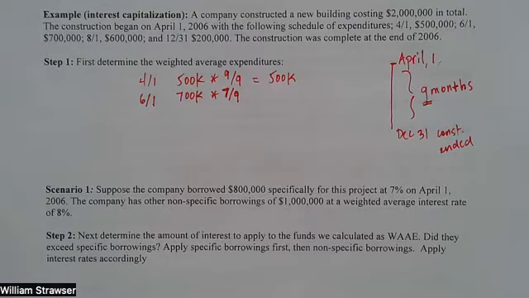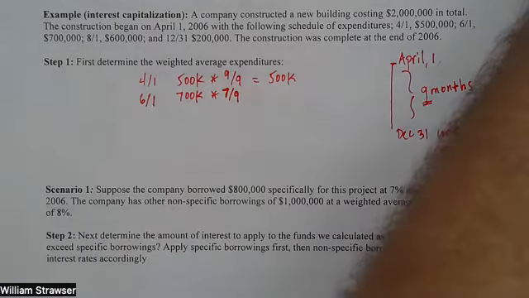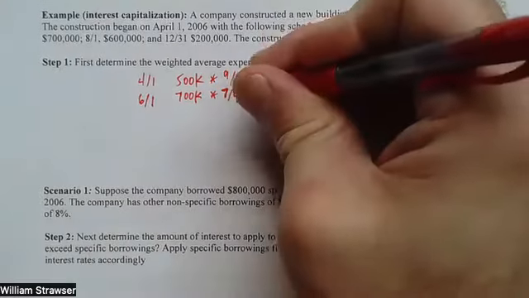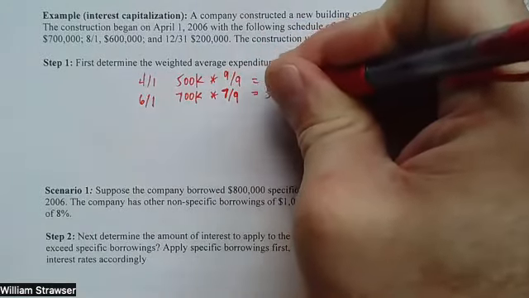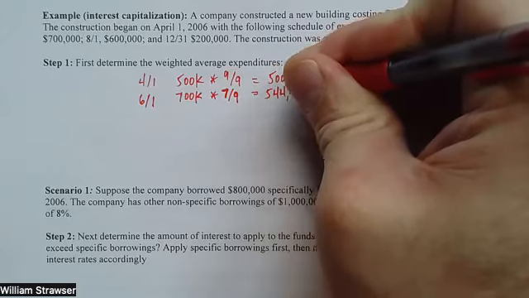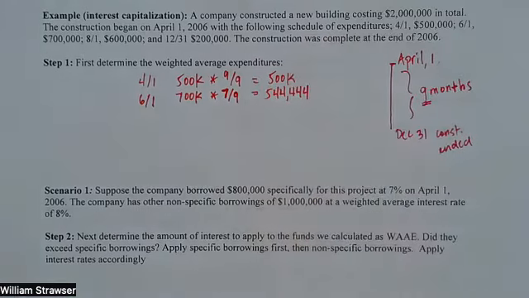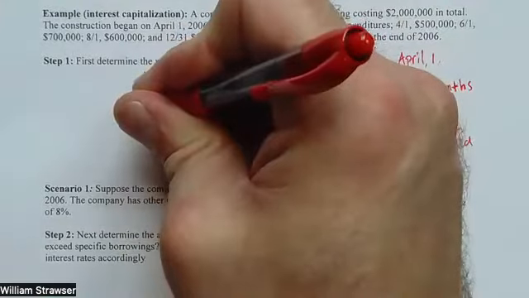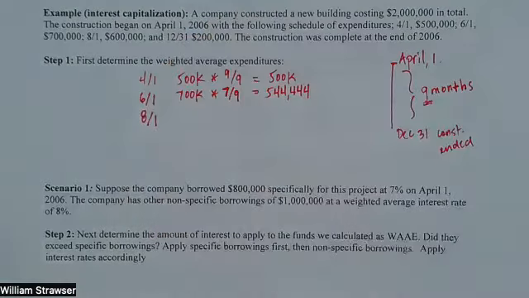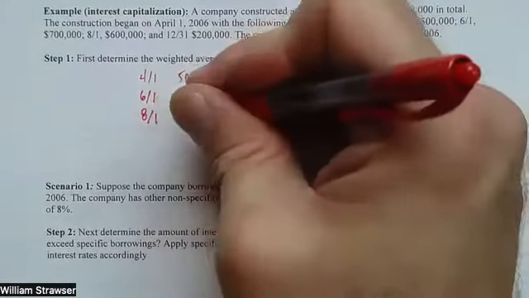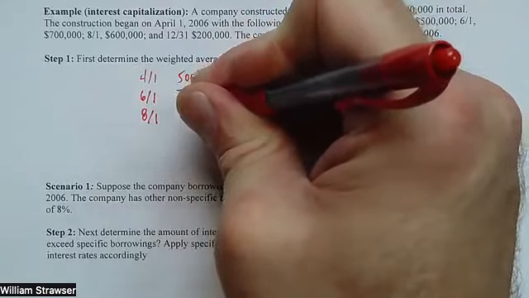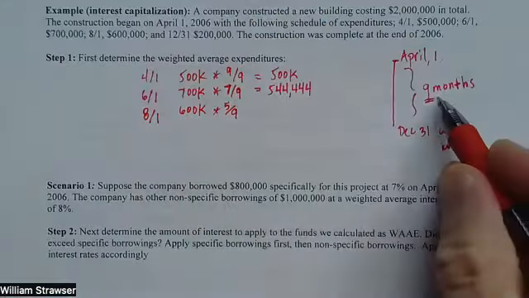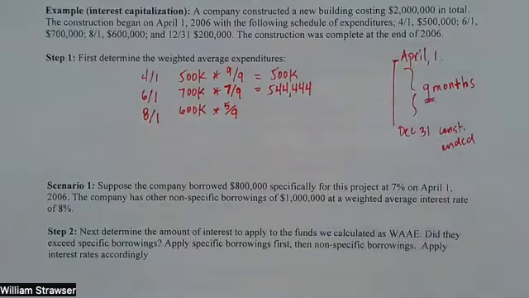So 700,000 times 7 divided by 9 gives me 544,444, and I'll take it to the dollar. Won't go any further than that. On 8/1, August, you have 5 months left. 600,000 was spent. And again, remember, I'm taking all of these out of 9 because my construction period is 9 months.